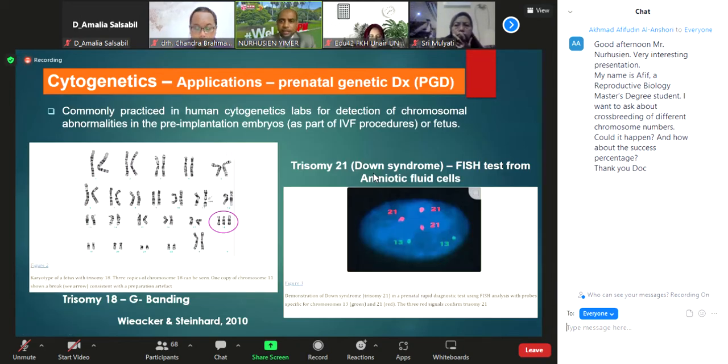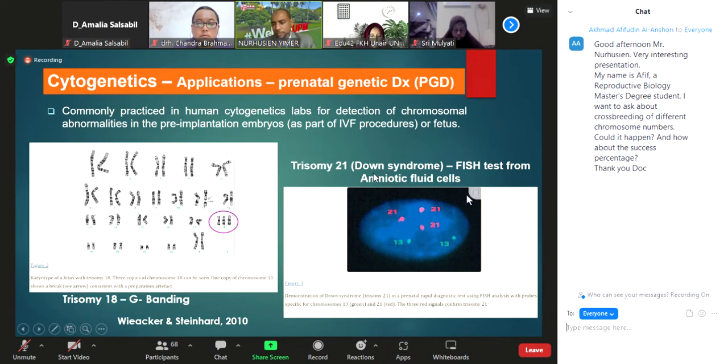And here is another indication for cytogenetics, which is prenatal genetic diagnosis. And as I mentioned, this is commonly applied in human cytogenetic labs for detection of abnormalities in pre-implantation embryos. Those people work in IVF labs, they do this test from the embryonic tissue samples or maybe from the growing fetus as well. And this is an example of banding from conventional cytogenetic technique, detecting a trisomy of chromosome number 18 in human. So this is trisomy, chromosome number 18.